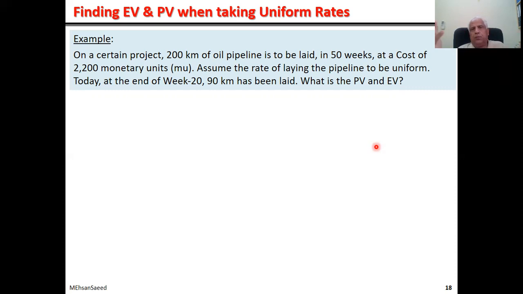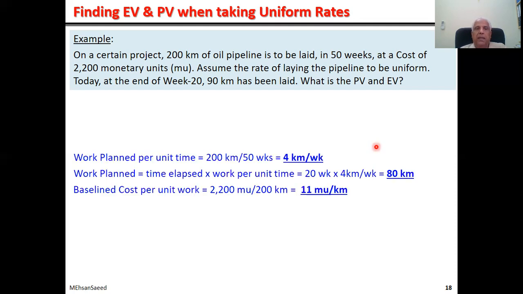Okay, there are two methods. One is very easy, which I'll discuss later. And one is what you may prefer, and that is to find out quantities per unit. How much pipeline is being laid per day, and what is the cost of pipeline per kilometer. Here we are, 200 kilometers in 50 weeks. So it is 4 kilometers per week.